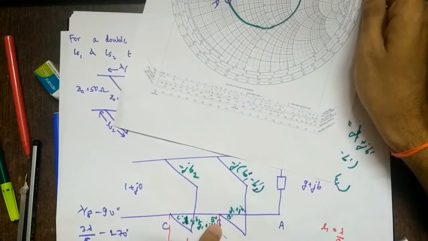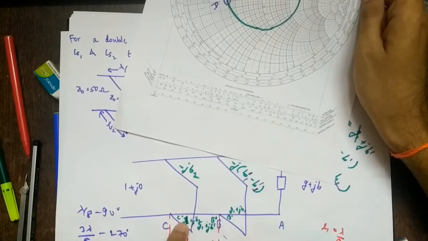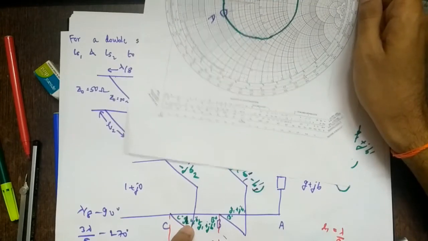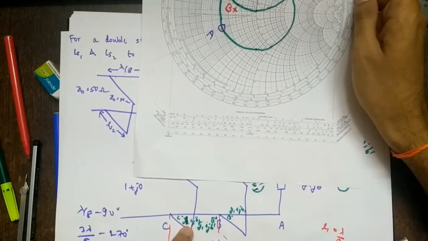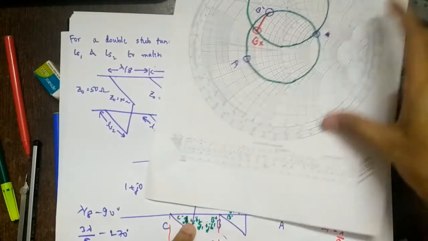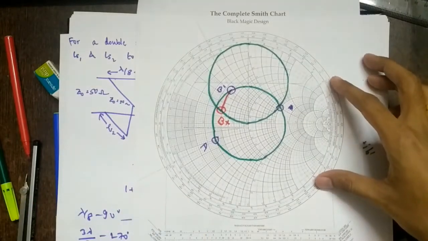Now what we have to do? From B plus we have to go to C minus, and we know that C minus will automatically be 0.125 lambda. Sorry, we have to travel a distance lambda by 8, which is 0.125 lambda, and C minus will automatically get a conductance of 1. Sorry, admittance of 1.